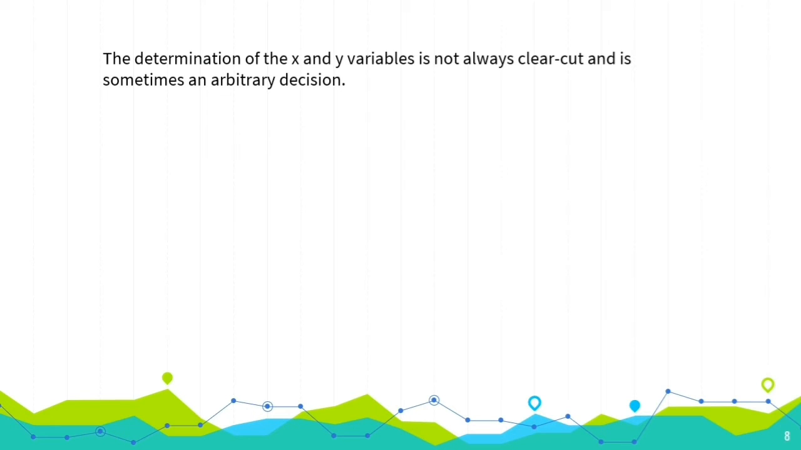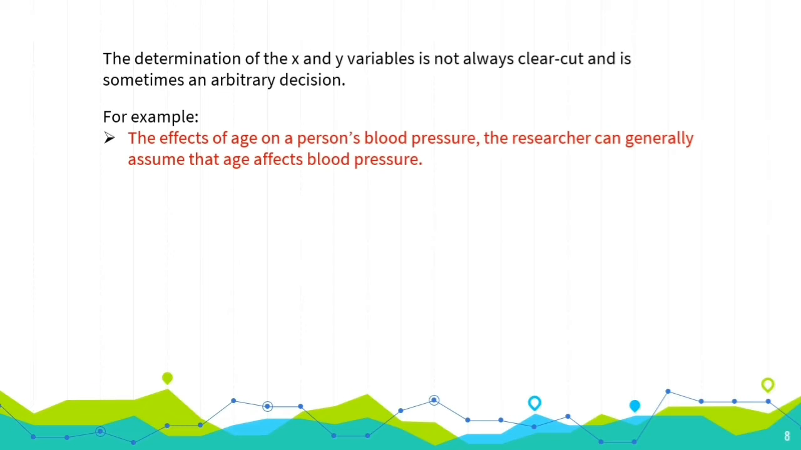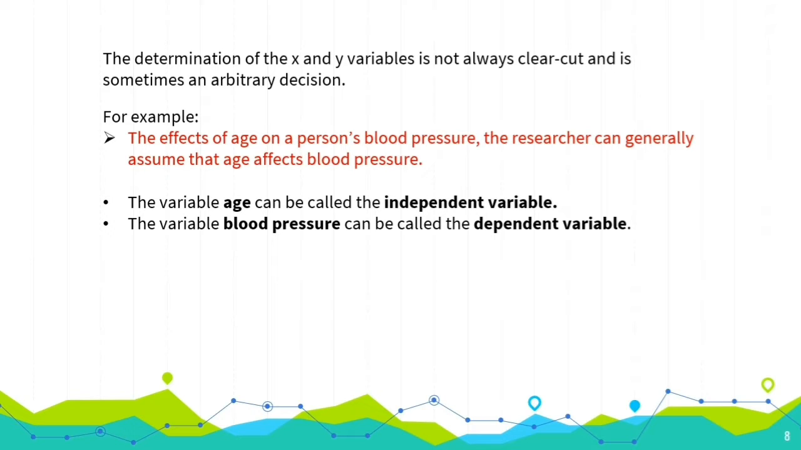The determination of x and y variables is not always clear-cut and is sometimes an arbitrary decision. For example, if a researcher studies the effects of age on a person's blood pressure, the researcher can generally assume that age affects blood pressure. So for this example, the variable age can be called the independent variable, and the variable blood pressure can be called the dependent variable. In this example, we can easily decide which is the dependent and independent variable.